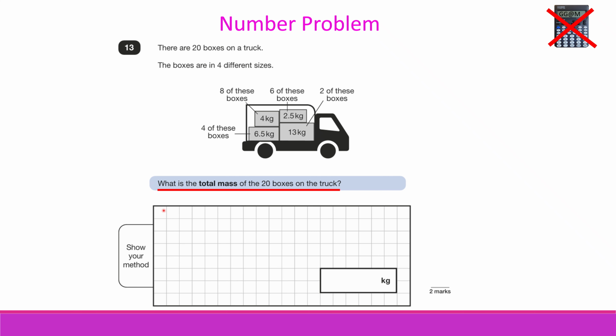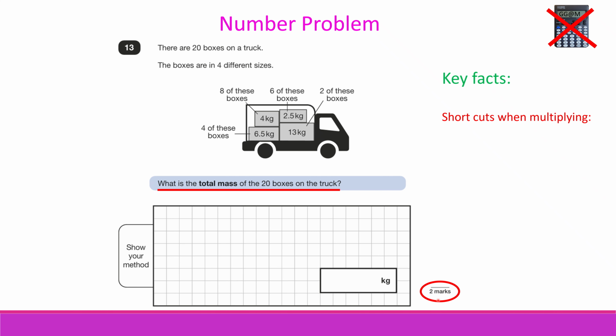So our keywords in the question are to work out the total mass of the 20 boxes on the truck. So you're told that 4 of these are 6.5 kilograms, 8 of the boxes are 4 kilograms, 6 of the boxes are 2.5 kilograms, and 2 of the boxes are 13 kilograms. And they're all on this truck and you've got to work out the total mass in kilograms. This will give you 2 marks in the exam.